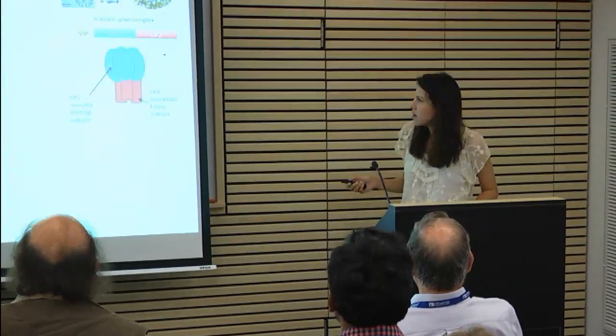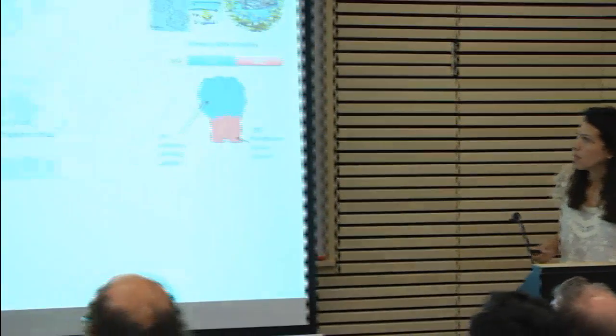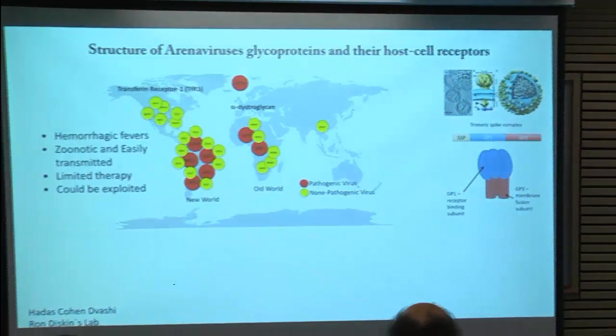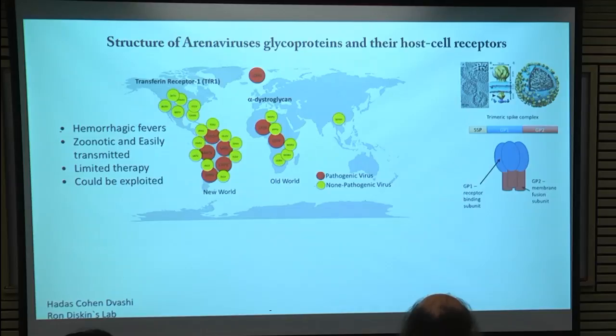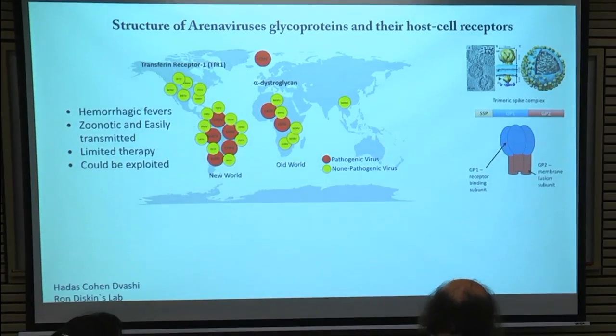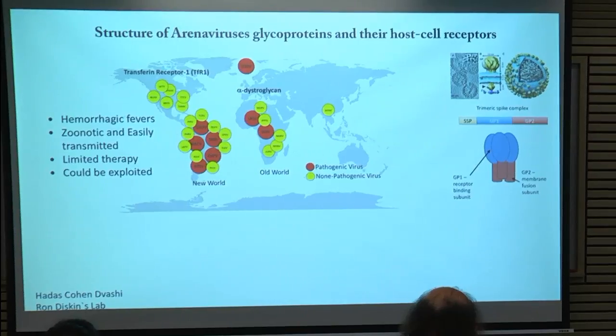Okay, my name is Adas. I represent the lab of Ron Diskin from the Department of Structural Biology here in the Weizmann Institute. Our work interest is viral host cell interactions. We are specifically interested in arenaviruses, which are prevalent in Africa and South America. Those are hemorrhagic fever viruses, which are zoonotic and easily transmitted from rodents to humans. They have limited therapy, and therefore they can be used as bioterrorism. And so this is the interest in studying them.